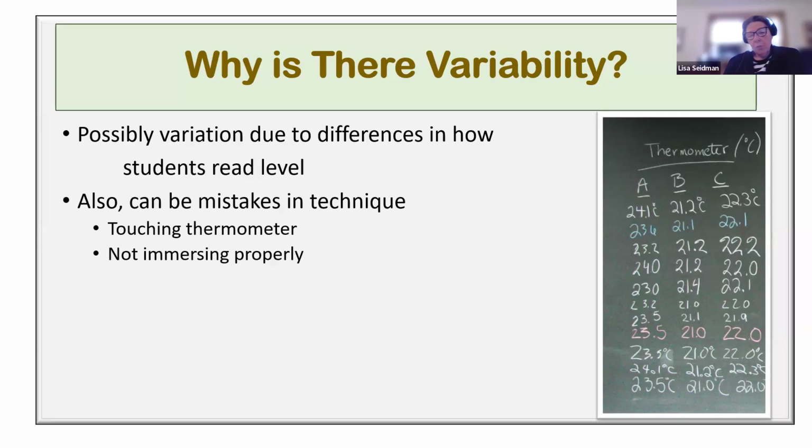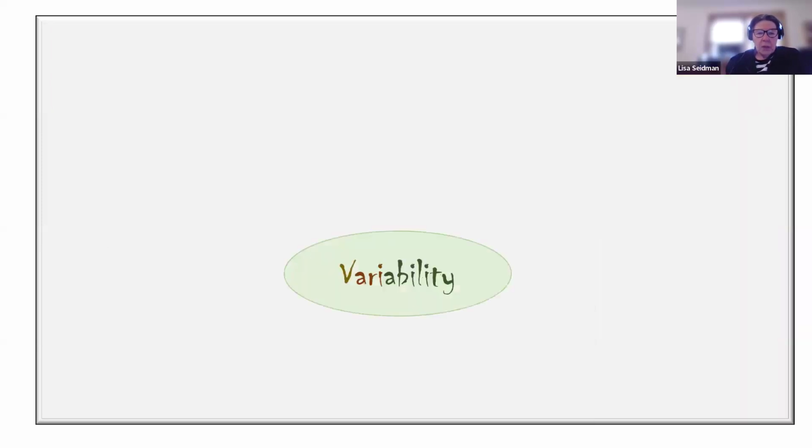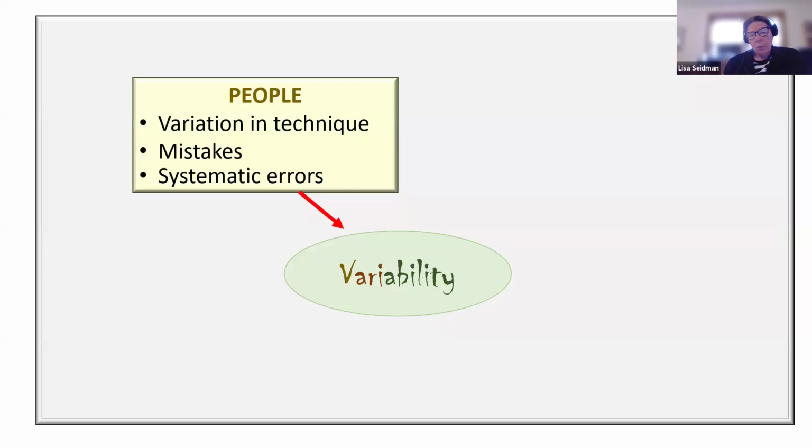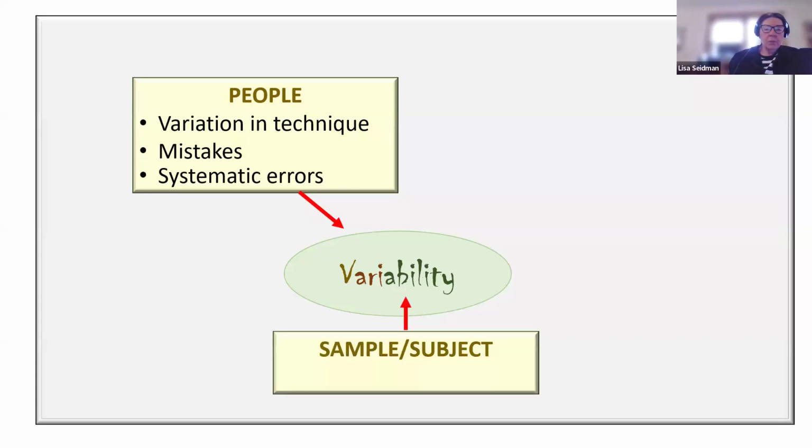And we can point out at this point that these kind of thermometers need to be immersed to an immersion line. So maybe we can look at them and see maybe a student took them out and did not immerse them to the immersion line. So this is a great opportunity to talk about using thermometers. So people's technique is always a possibility when we see variation. It can just be variation like how did they read the meniscus, but it could also be mistakes. We can also talk about systematic errors, which might make the readings consistently too high or too low. So now we have the sample, the subject, and people.